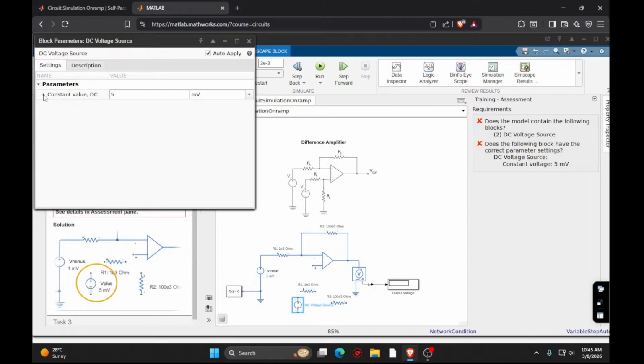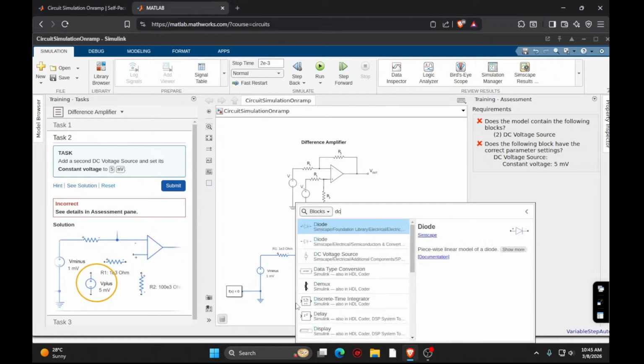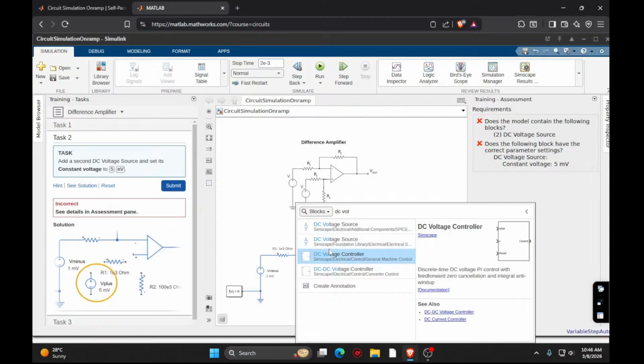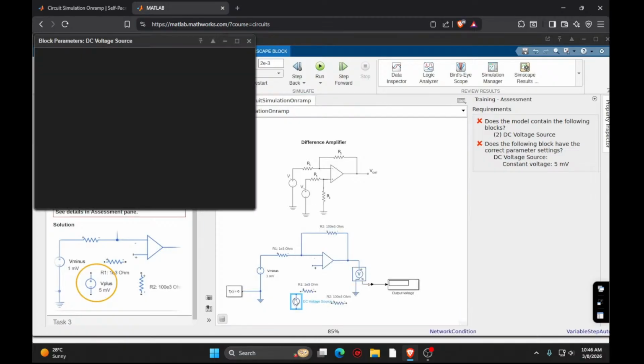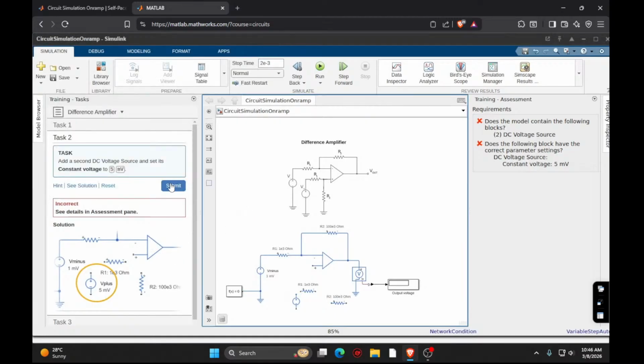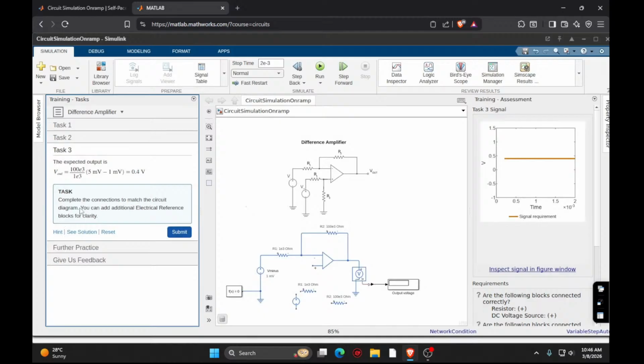Set to constant. It shows from the foundation library. The value is set to 5 millivolt. Okay, now it is perfect. Complete the connection to match the circuit diagram. You can add an additional electrical reference. No, I don't need that.